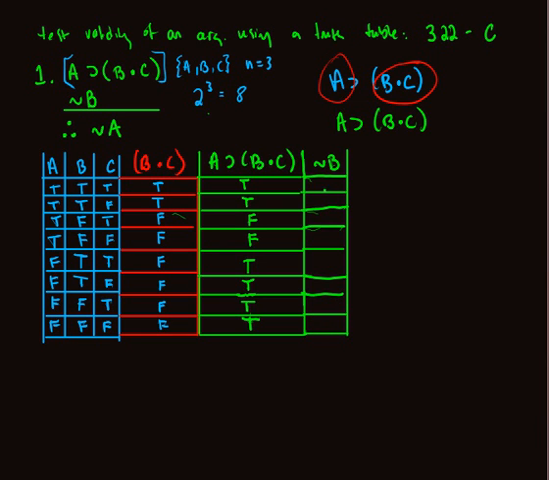So this is going to be false. This is going to be false. Let me just do a different color. All right. This is going to be false. This is going to be false. This will be true. This will be true. This will be false. This will be false. This will be true, and this will be true.